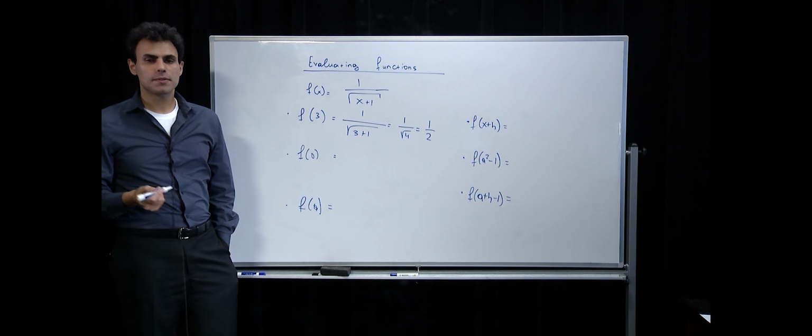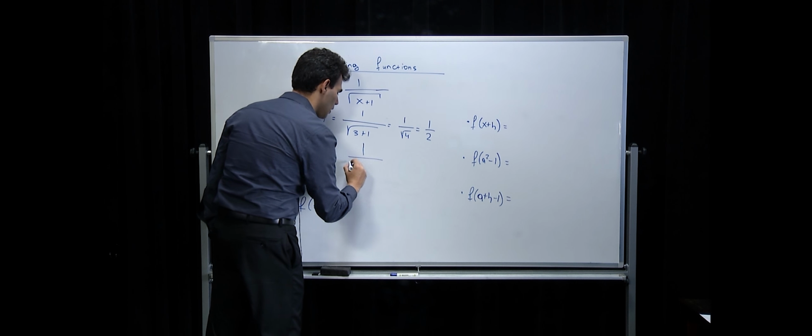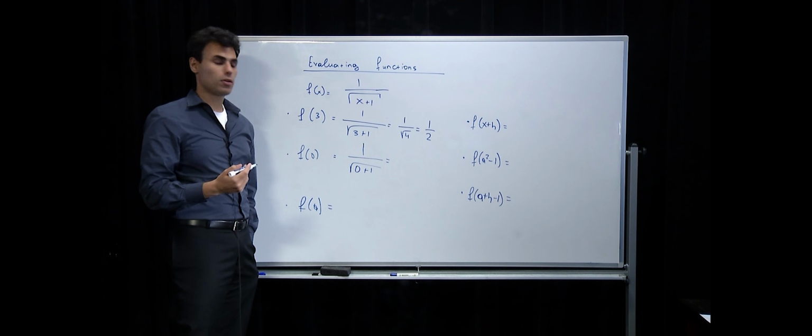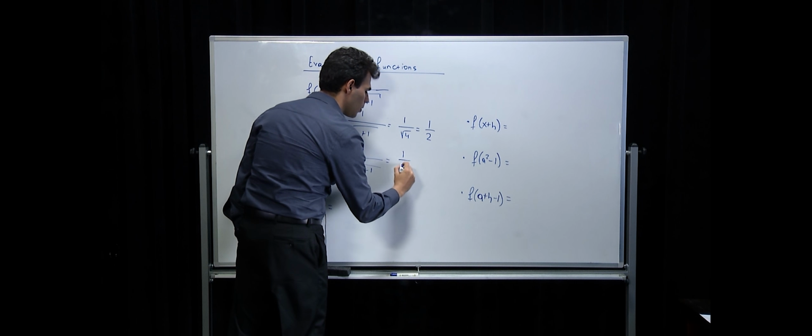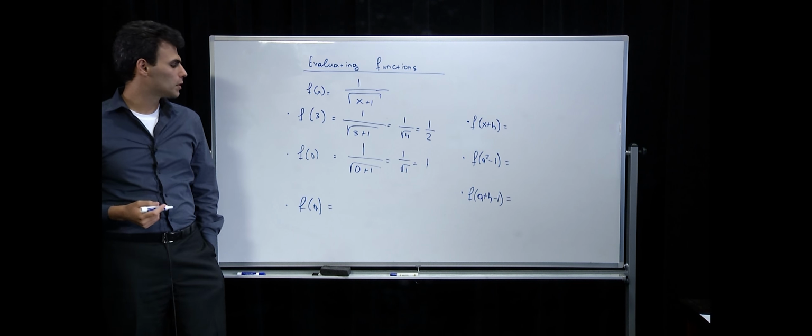Similarly, what is f of 0? I'll go to the function and replace x with 0. It's 1 over square root of 0 plus 1, which gives you 1 over square root of 1, which is just 1, because square root of 1 is 1, 1 over 1 is 1.